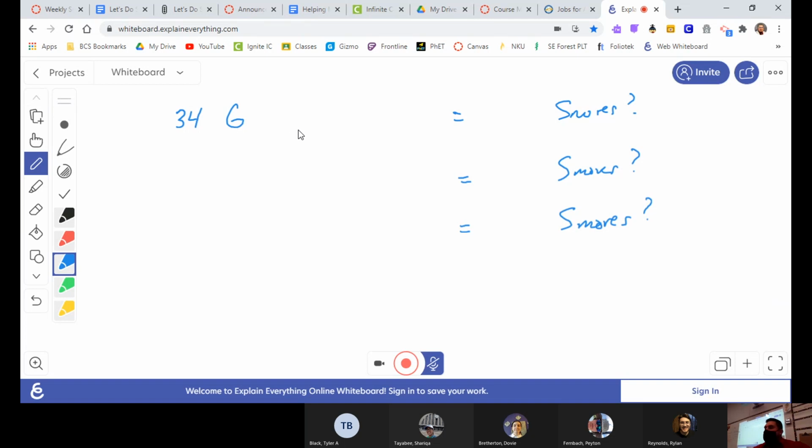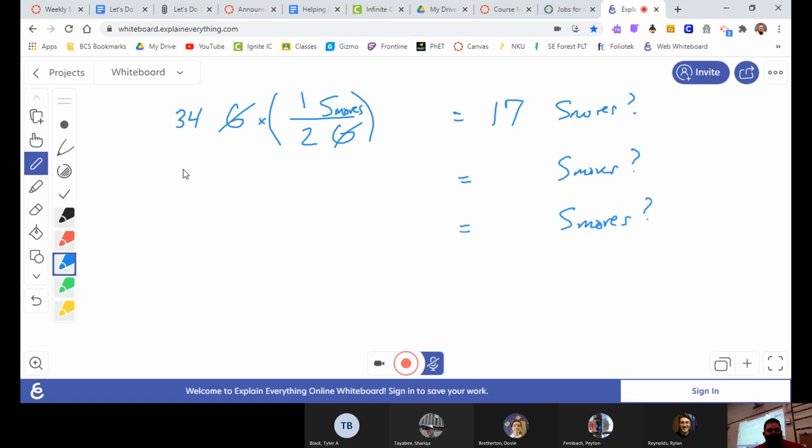All right, so 34 graham crackers. Let's set up a ratio. I want to get rid of my G's, so I put the G on the bottom. I want to be left with s'mores on top. What's the ratio? How many graham crackers are in one s'more? 2. 2 graham crackers and 1 s'more. So I'm dividing by 2. 34 divided by 2 is 17, right? 17 s'mores. Okay, so I can make 17 s'mores with that.